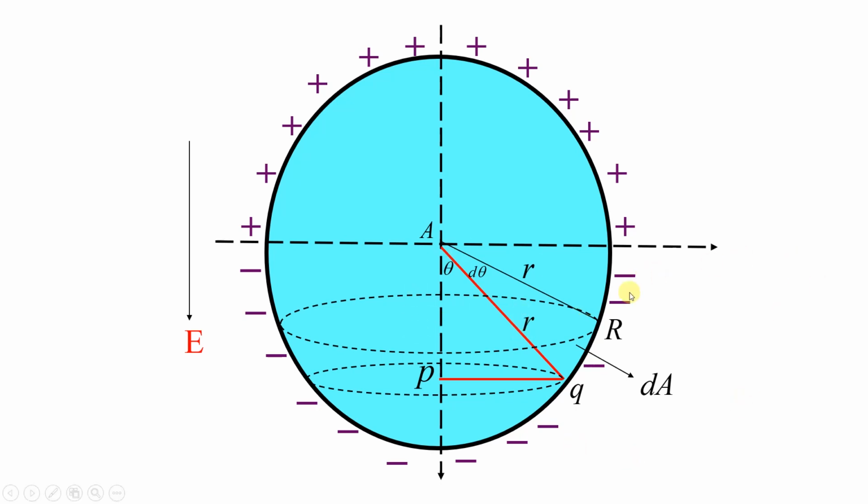So I am going to consider a small elemental area dA over here, a small elemental area between Q and R, and the angle made by that elemental area is a small angle d theta. Now we are going to consider the charge at this elemental area and then integrate throughout the sphere to find the electric field due to these polarized charges at the spherical cavity. So first I find it at a small elemental area and then I integrate it throughout the sphere.